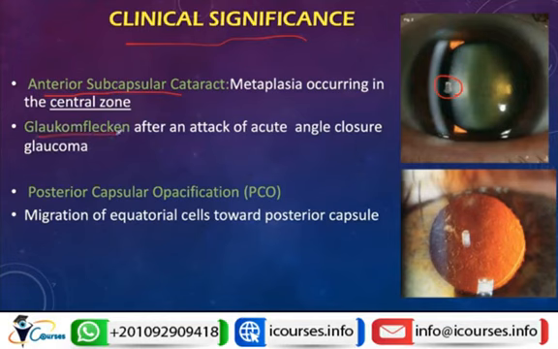Glaucomflecken is a kind of necrosis of the anterior lens epithelium that occurs due to ischemia caused by an acute attack of angle closure glaucoma. That's called glaucomflecken, so anterior epithelial necrosis.